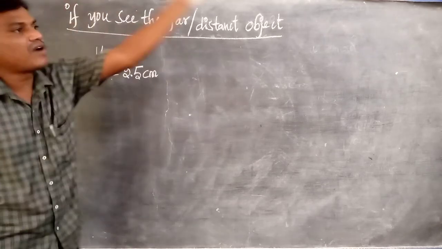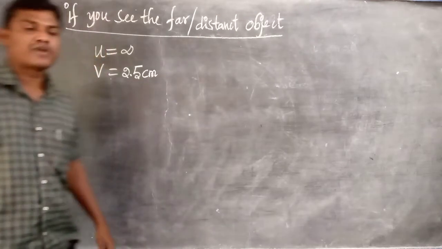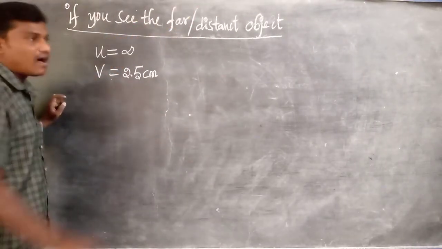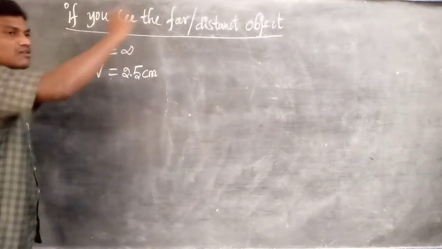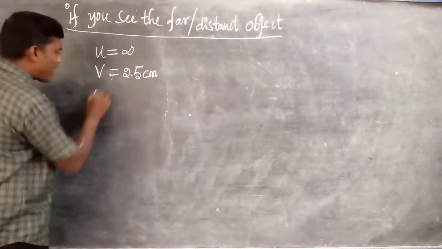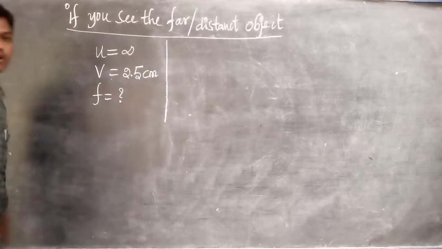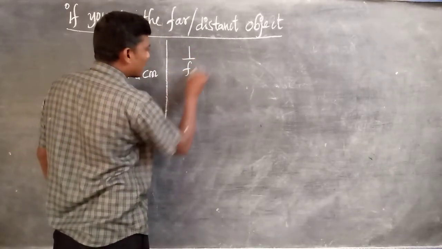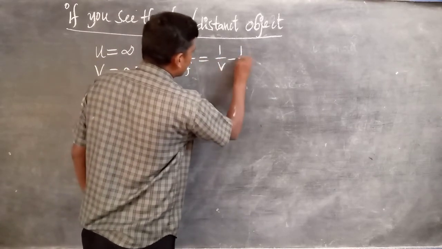So the far or distant object means the object distance is infinity from our eye, like when you see the distant position of a tree, a mountain, a factory, or a building, whatever that may be. So v equals 2.5, then what is the focal length? Now we know the formula of focal length: 1 by f is equal to 1 upon v minus 1 upon u.